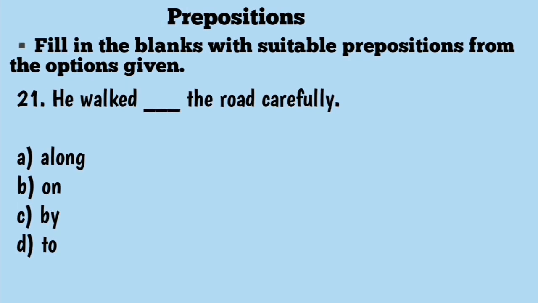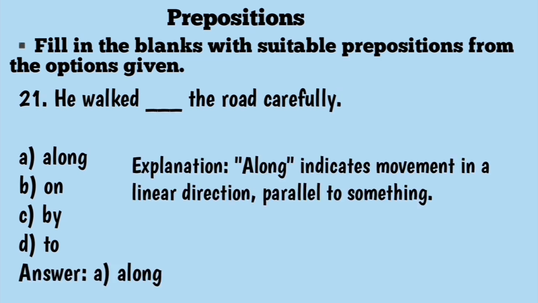Next, he walked dash the road carefully. Option A along, option B on, option C by, option D to. Answer is option A along. Along indicates movement in a linear direction parallel to something.